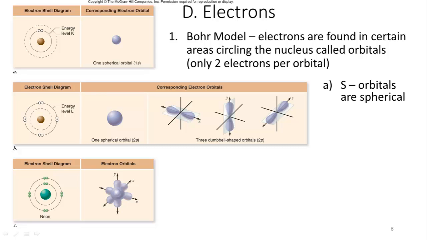The s orbital is the first and most simple one, and it is spherical. So it does have kind of the circular but three-dimensional pattern for electron paths. The p orbitals are the next one, and they are dumbbell shaped. You can see those in this figure here.